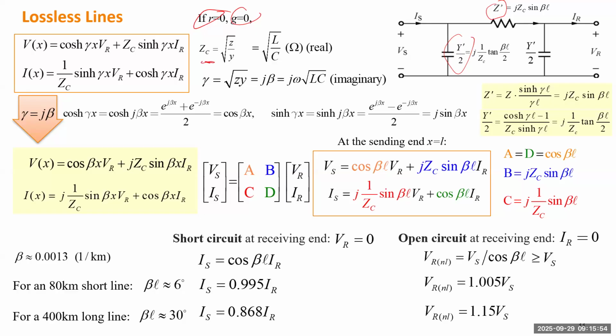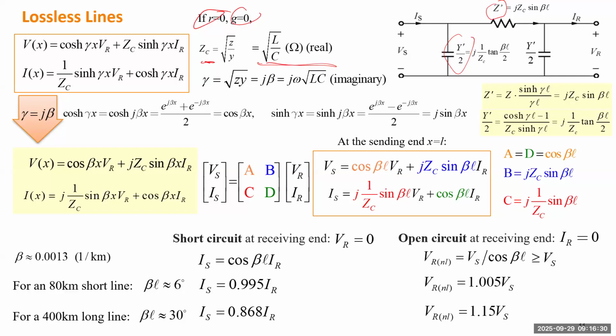ZC is called a surge impedance. It's originally defined as the square root of the Z divided by Y. Z is the impedance per unit length, and Y is the admittance per unit length. So if we ignore the resistance of the line, it will be simply equal to the square root of L divided by C. L is the inductance per unit length. C is the capacitance per unit length, which are the two parameters we calculated from the previous section, from line parameter sections.